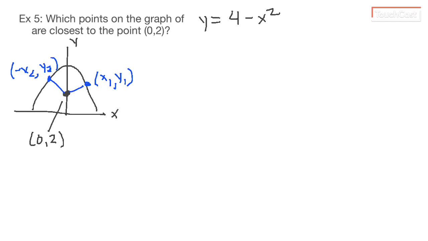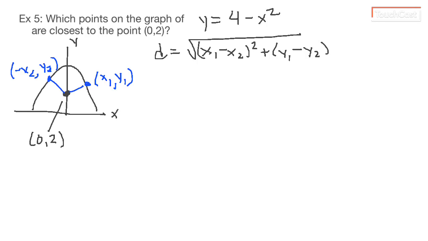Now, thinking back to early algebra classes we took, we can find the distance between 2 points using the distance formula. As a refresher, because we're going to utilize this, the distance formula is the square root of x1 minus x2 squared plus y1 minus y2 squared. And one of the points we're using for this is going to be 0, 2.